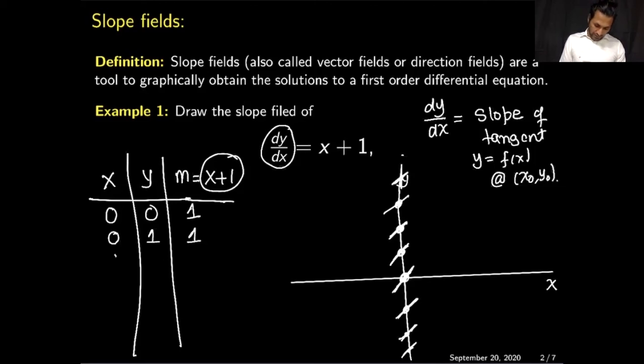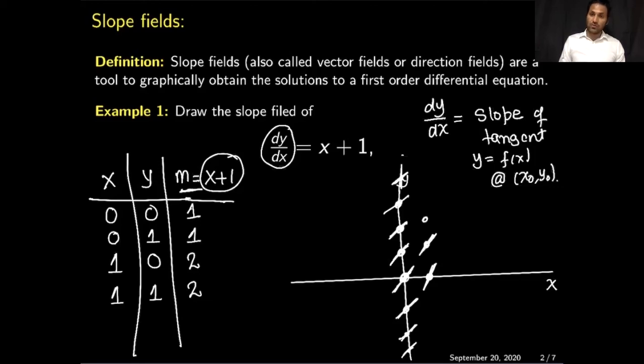Now notice if I choose x is equal to 1 and y is equal to 0, this is going to give me the slope 2. It means at this point, the slope of the tangent line is 2. It means this line is steeper than the one which I drew here. And also notice if I take x is equal to 1 and y is equal to 1, at this point now, the slope is again going to be 2, because this function which gives us the slope does not depend on y. So it's going to give me slope 2 here.